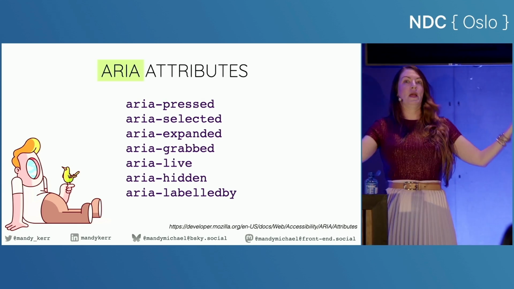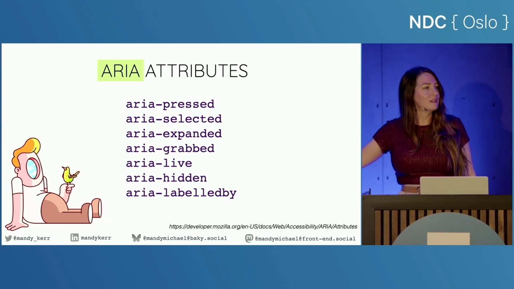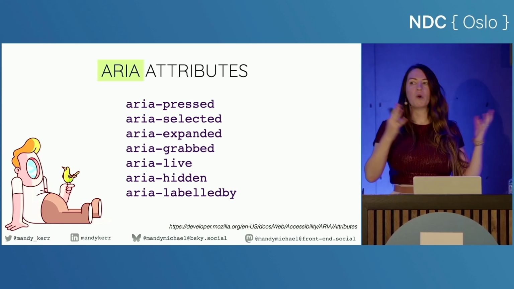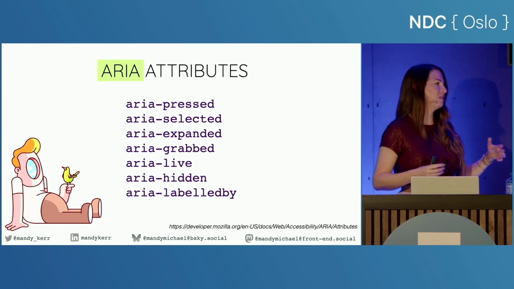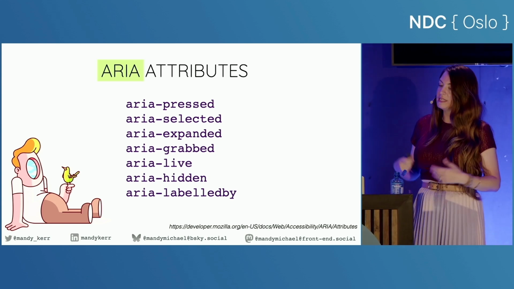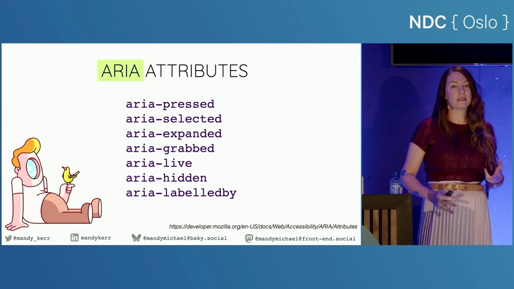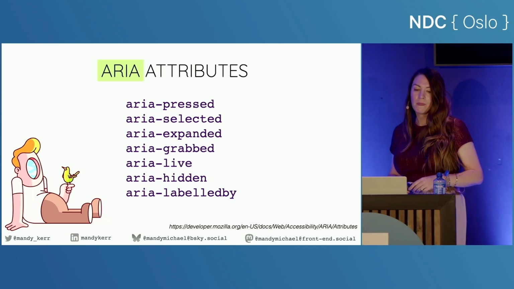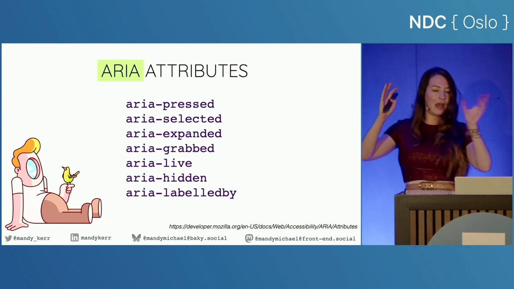Now, there is a whole heap of them. For example, ARIA pressed, selected, expanded, and grabbed do what you might expect. They indicate that that action has occurred on an element. ARIA Live indicates that an element will be updated, so this is really good for shopping carts, status updates, stuff like that. To-do lists as well, like when you added something, it's like, hey, this has been added.